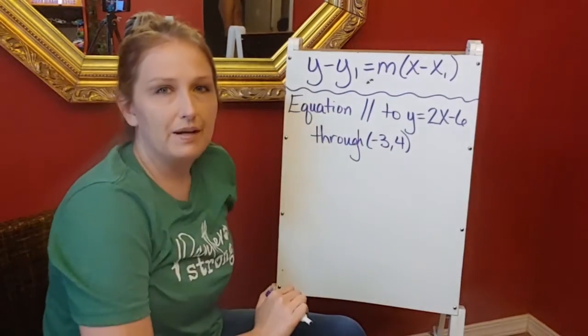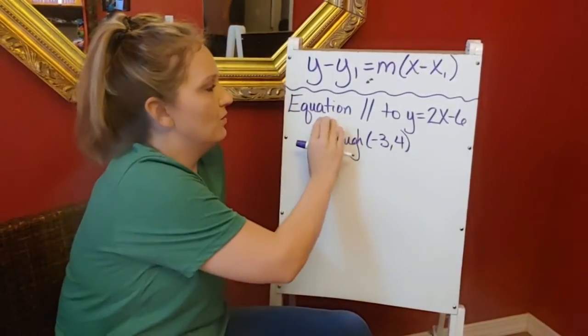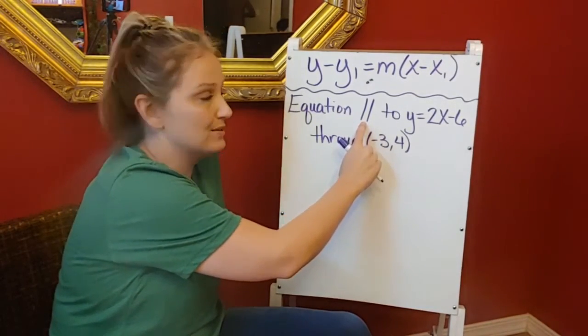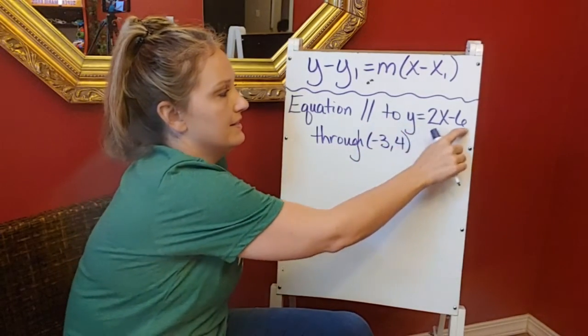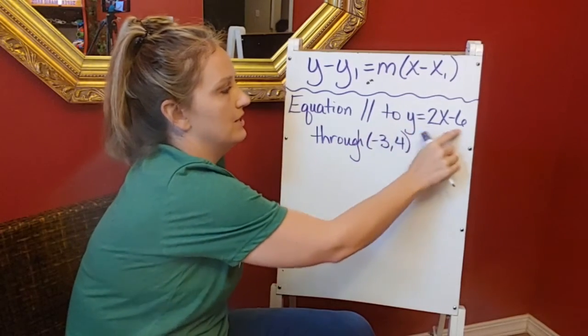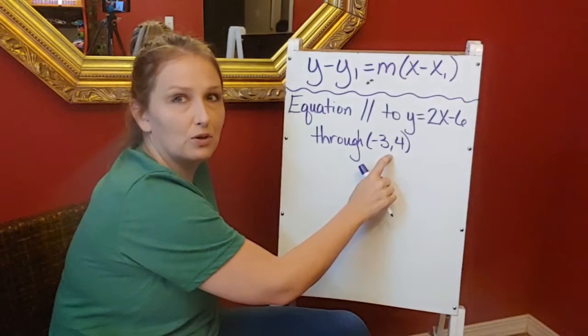All right, so let's look at parallel and perpendicular lines. We're going to write an equation. This is the symbol for parallel. If you don't remember, this is parallel. So I'm writing an equation that is parallel to this equation and goes through the point negative 3, 4.